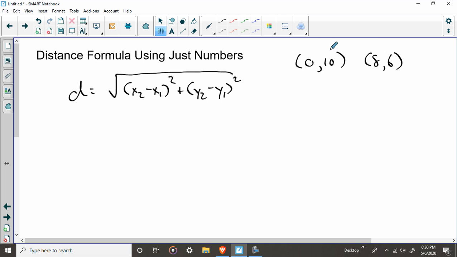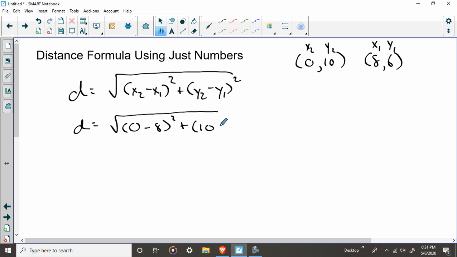So again, this time I'm going to call this one point x1, y1, just to show you guys it doesn't matter. x2, y2. It doesn't matter which one you name which. Okay. So what will we say? x2 in this case is going to be 0, and x1 is going to be 8. So 0 minus 8 squared. What's y2? 10. What's y1? 6.